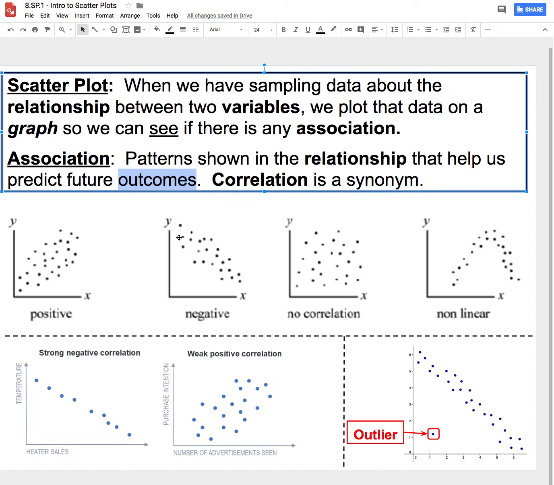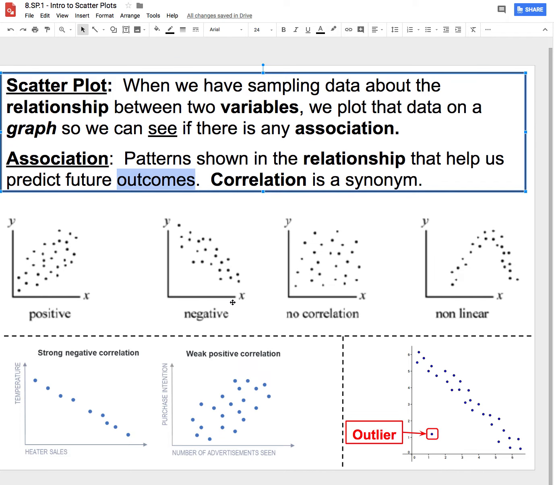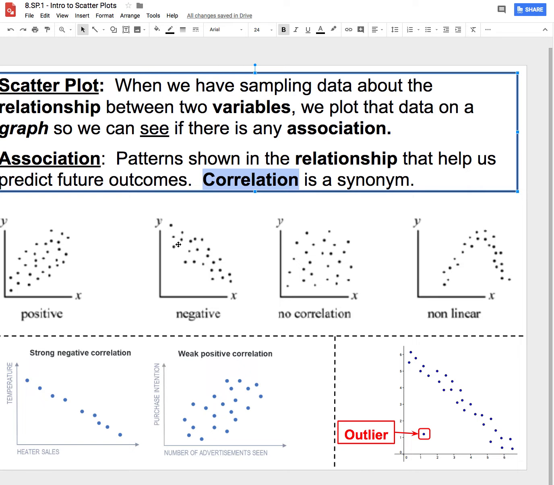If we see the opposite kind of relationship, the bigger X gets, the smaller Y actually gets, we would say that has a negative association or a negative correlation. If we know that X is a large value, then we have a pretty good idea that Y will be some kind of smaller value.